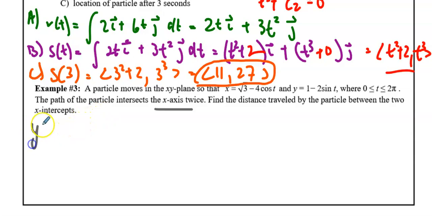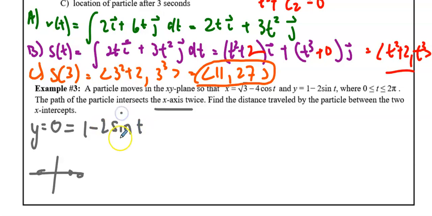Well, if it intersects the x-axis twice, that means y is 0, right? On the x-intercept, y has got to be 0, wherever it is. So we're going to take our equation and we're going to set y equal to 0. So we're going to set 1 minus 2 sine of t equal to 0. I promise you guys, I know what I'm doing here.